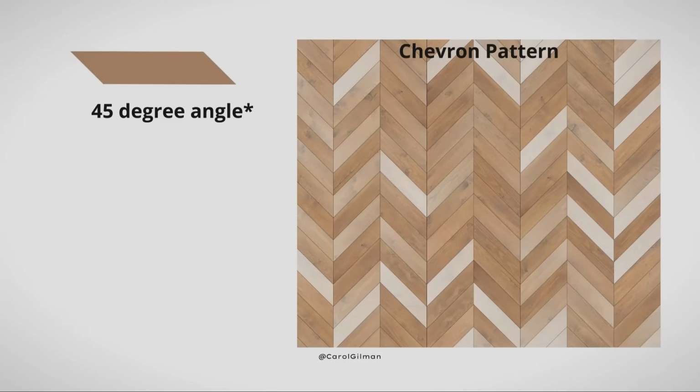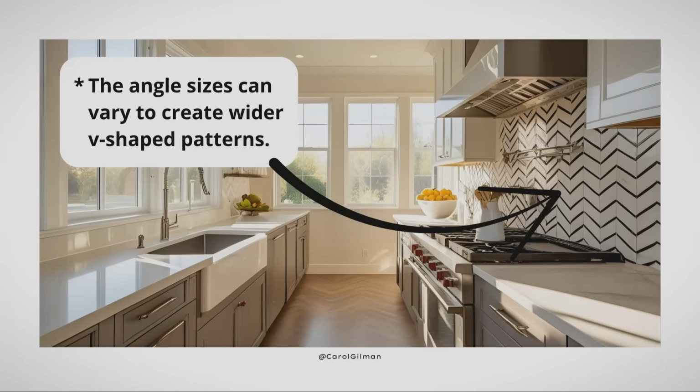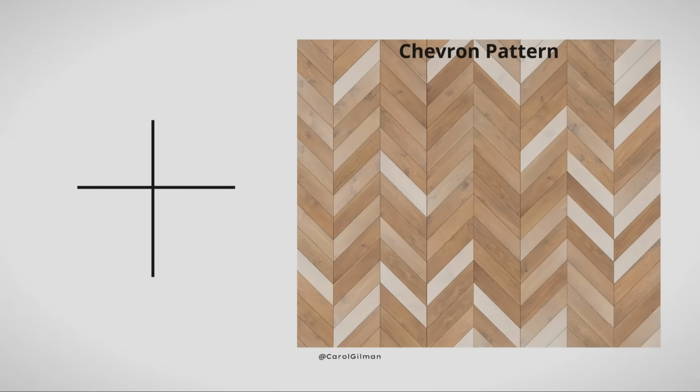And then with the chevron pattern, you're starting out with a rectangular piece, again, whether that is a piece of wood or a tile or some other type of material. But each end is cut at a 45-degree angle instead of a 90-degree angle in comparison to the herringbone pattern pieces. And you start out the same way. You want to find a central axis line.